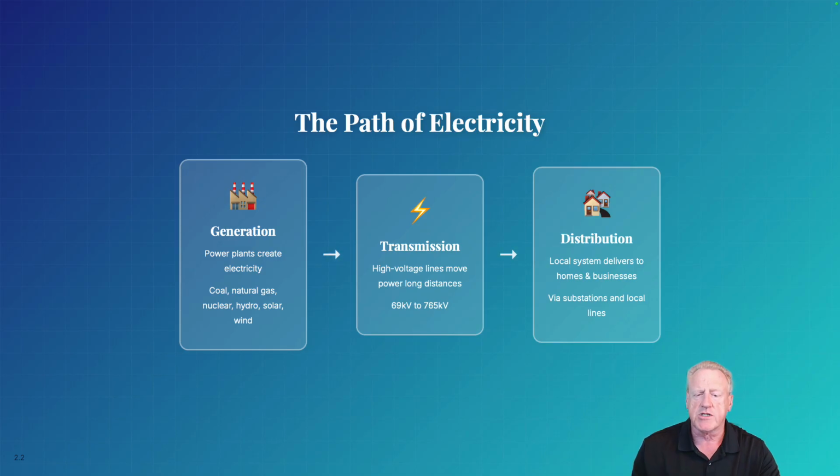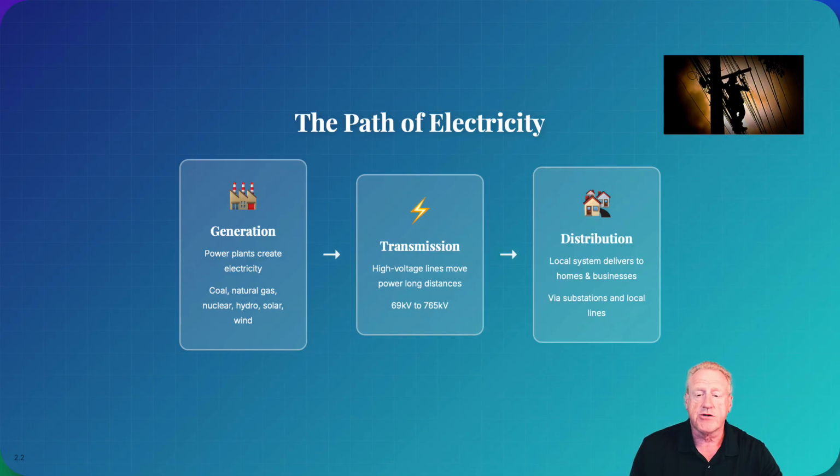So you have high voltage lines that move the power long distances, and the electricity gets stepped down from 765 kilovolts down to 69 kilovolts on the way through substations and other means, so that it can be used by the end users and go into houses and businesses at 240 volts, 120 volts, and so on. And that gets distributed to customers through distribution plant assets. That is the local system that delivers electricity to homes and businesses.